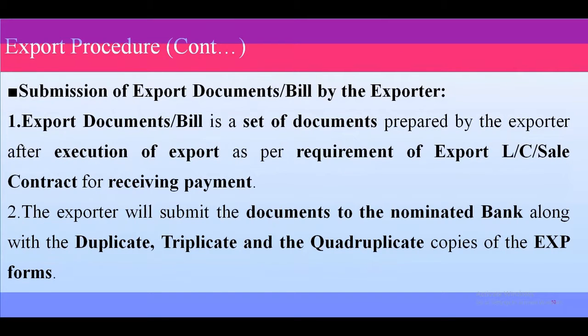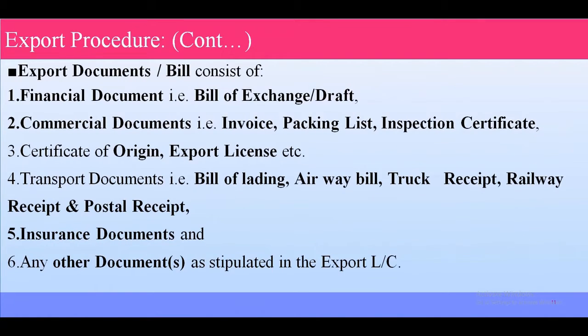Submission of export documents or bill by the exporter. 1. Export documents or bill is a set of documents prepared by the exporter after execution of export as per requirement of export letter of credit or sale contract for receiving payment. 2. The exporter will submit the documents to the nominated bank along with the duplicate, triplicate and the quadruplicate copies of the EXP forms. Export documents or bill consist of 1.